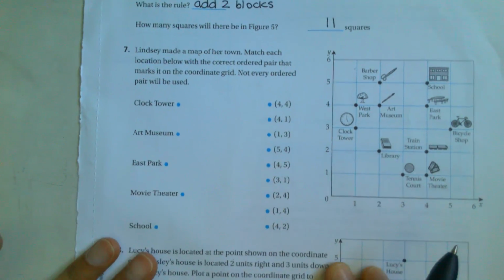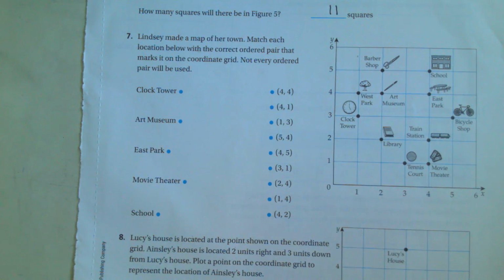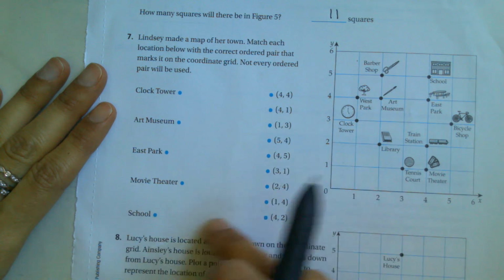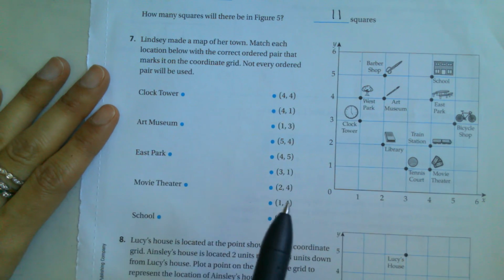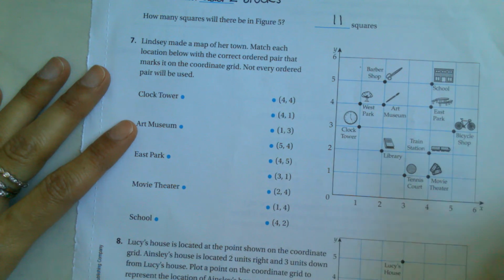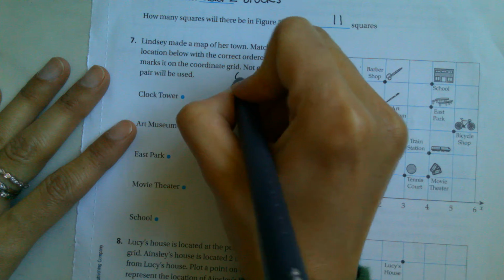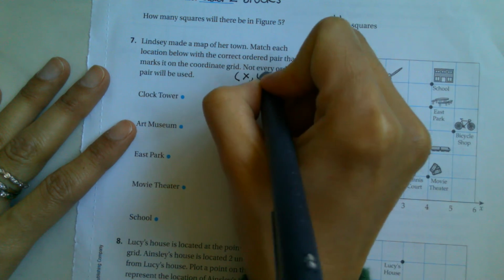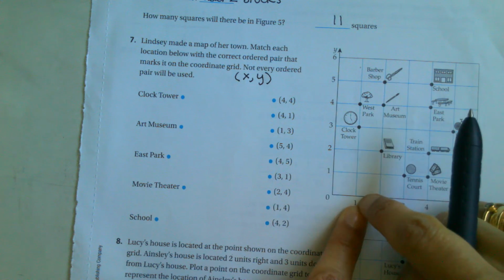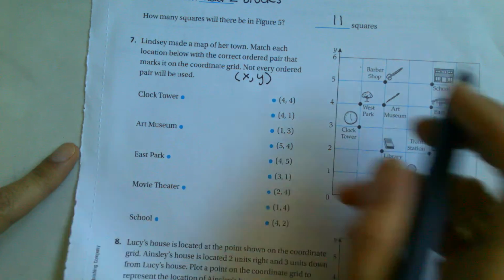Number 7, Lindsay made a map of her town. Match each location to the correct ordered pair. Fun! I'm not going to draw lines because I feel like that gets really confusing, especially when you're trying to copy. So I'm just going to put the ordered pair here, and you can draw the line. The clock tower. Remember, an ordered pair is the x coordinate, then the y. So here's the clock tower. The x is 1, the y is 3.